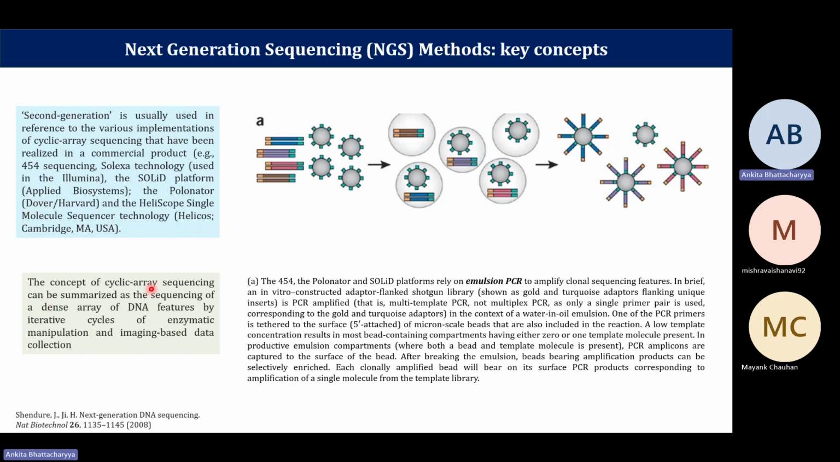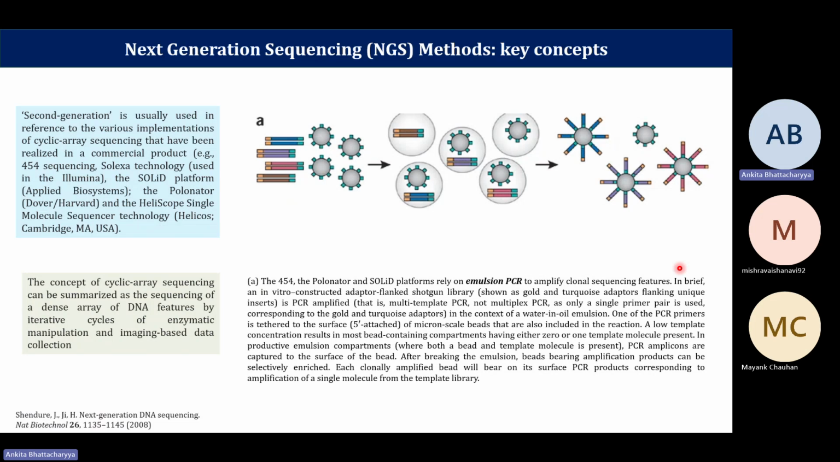And the concept of cyclic array sequencing can be summarized as the sequencing of a dense array of DNA features by multiple repetitive cycles of enzymatic manipulation. You manipulate the enzyme and you capture the data using imaging strategies. So that is cyclic array sequencing. Again, it's not the most common strategy used today, but it is something that has been done previously.